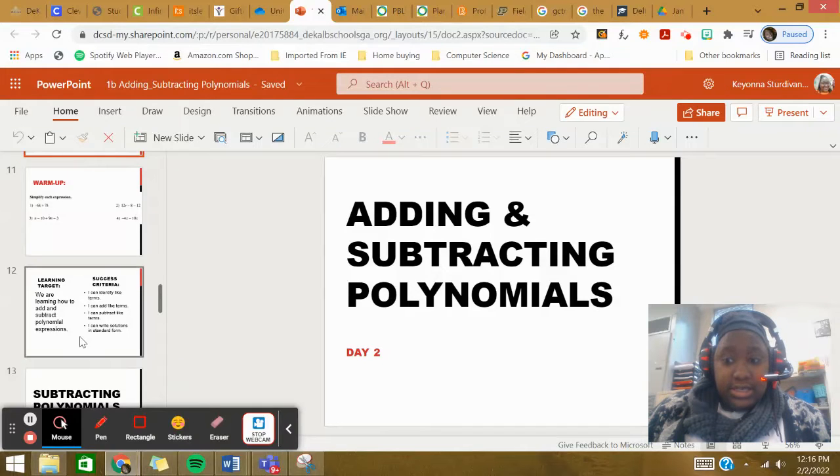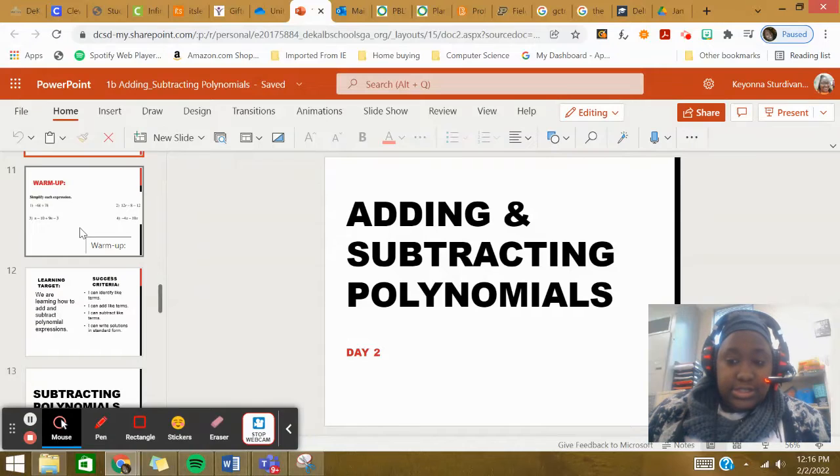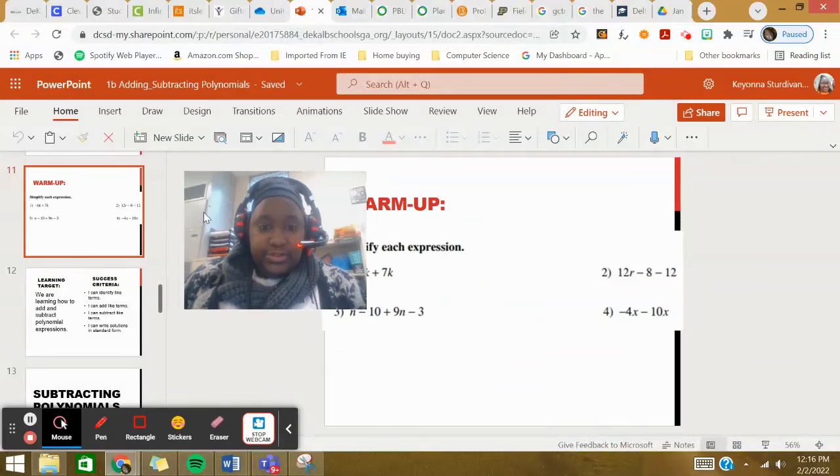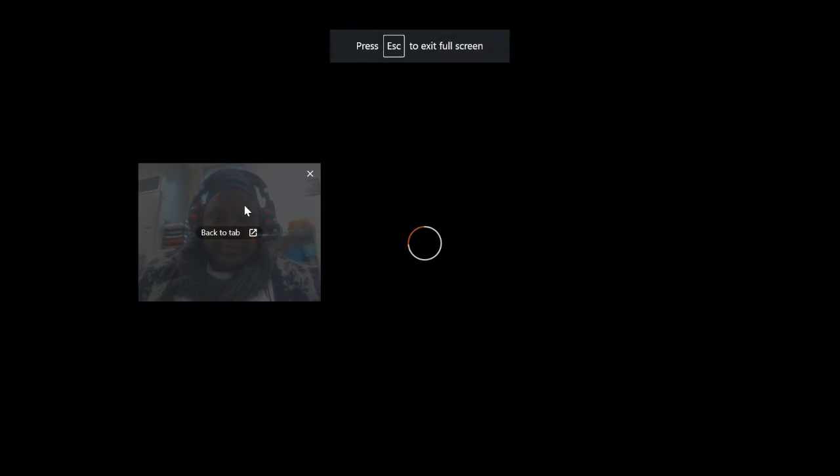So today we're looking at adding and subtracting polynomials. We've already covered adding, but we're going to look at the subtracting piece, and we're putting it together. So that's what's adding and subtracting. Let's take a look at the warm up for today, and I'll go ahead and blow this up.